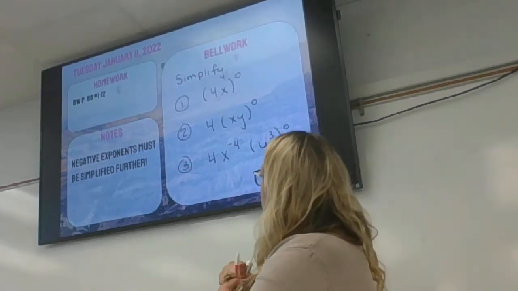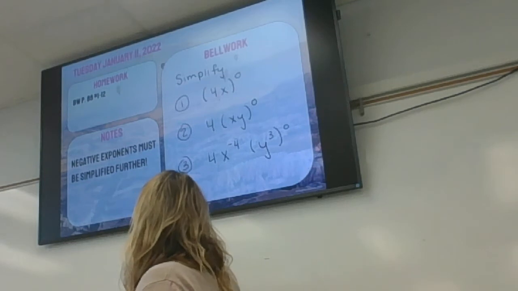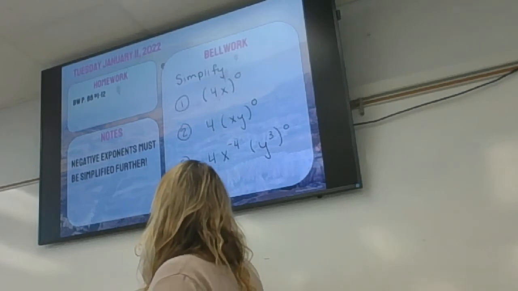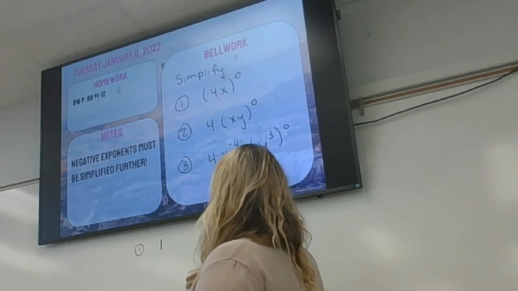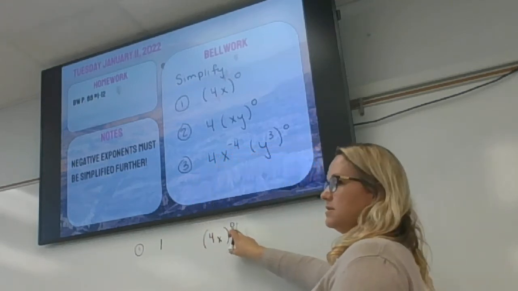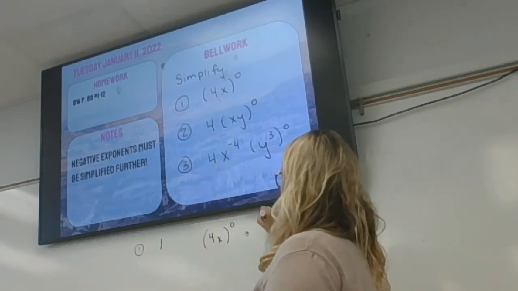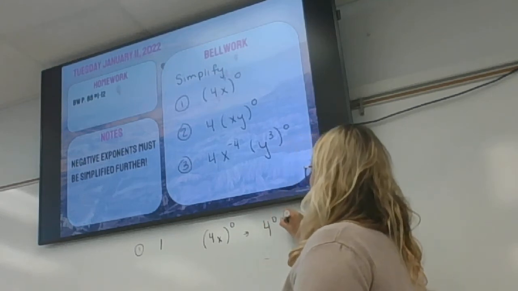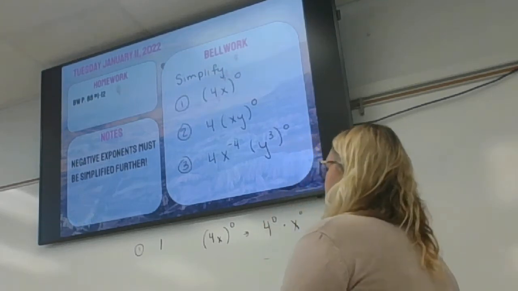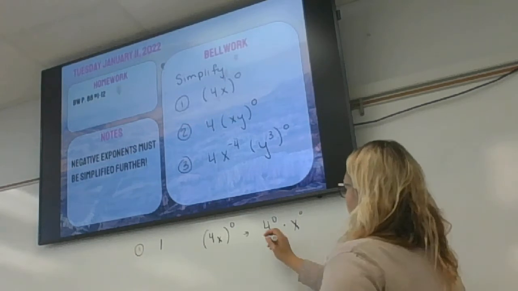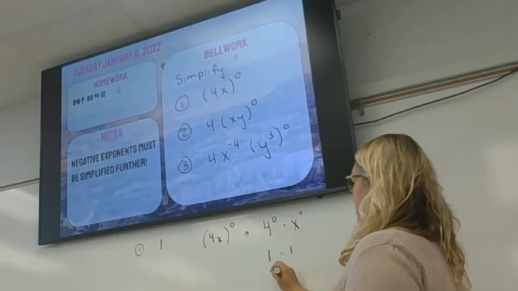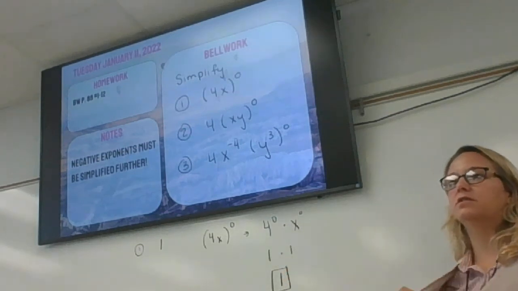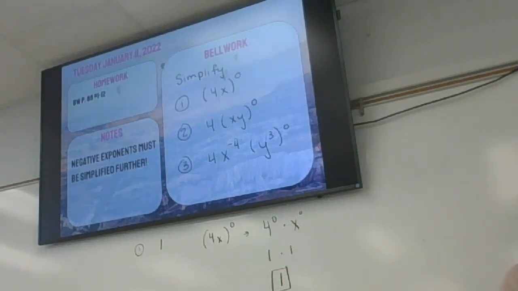Okay. So number 1, anything with the power of 0 is just 1. I could show more work, but you don't have to. This 4 is to the 0 power and so does the x. So I could show that this is 4 to the 0 power times x to the 0 power. And anything to the 0 power is 1, so this would be 1 times 1. And there's your answer. So they both become 1. They both have a power of 0.